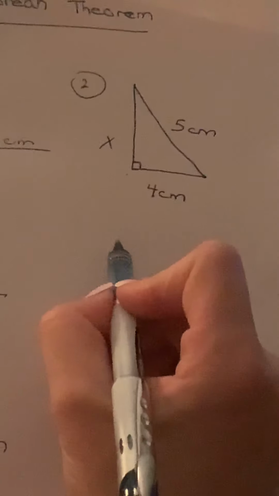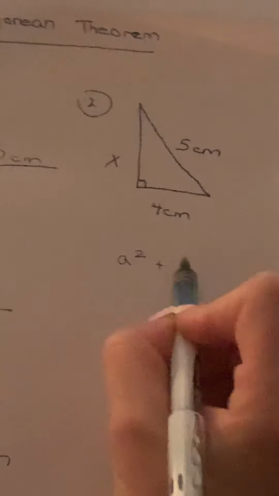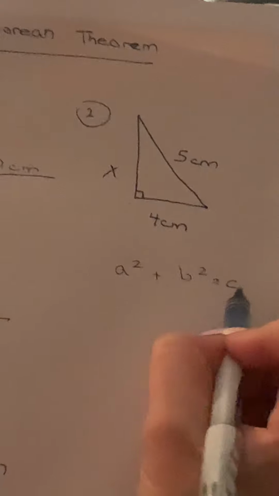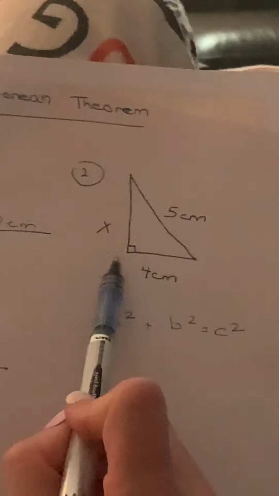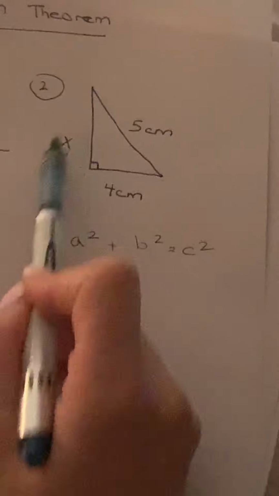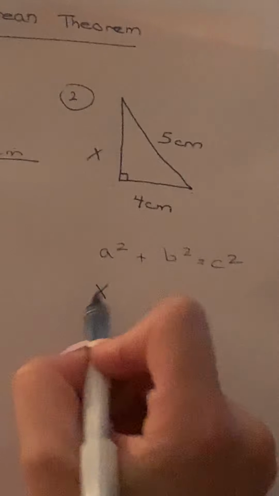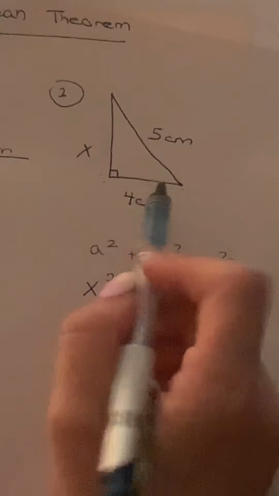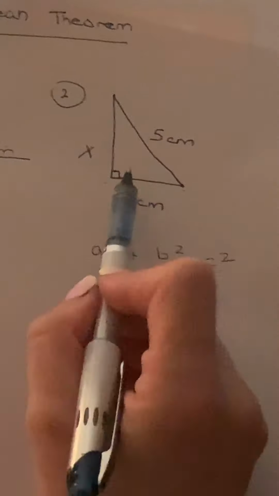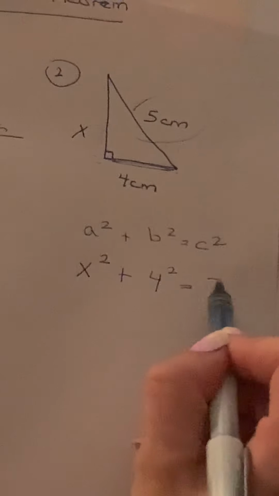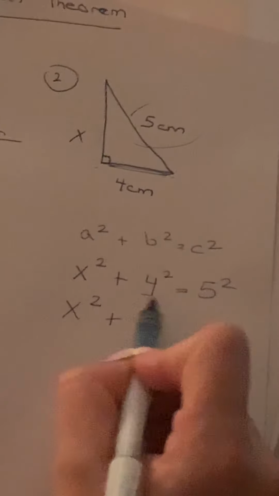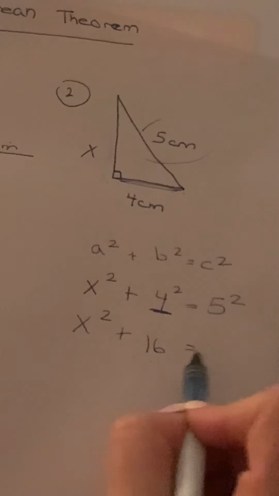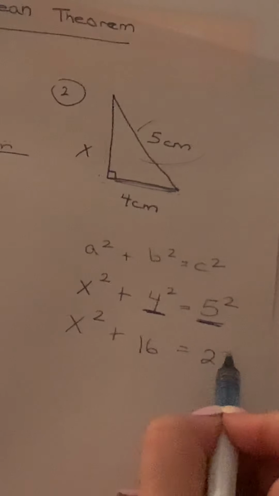Okay, first thing we always do when dealing with a formula, write it down. I told you that the A measurement and the B measurement are always these two guys. So in this case, A is called X. That's the one we're looking for. A squared plus B is 4, so 4 squared equals 5 squared. X squared plus 4 times 4 is 16, and 5 times 5 is 25.